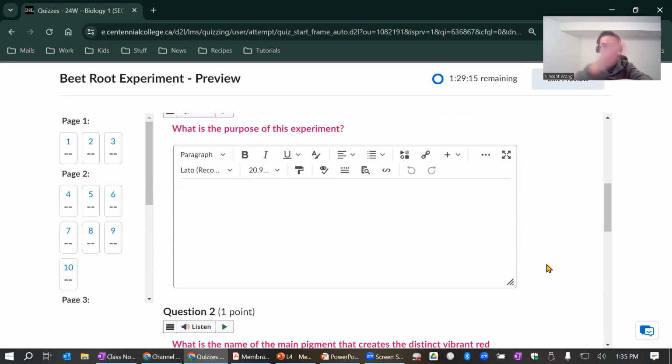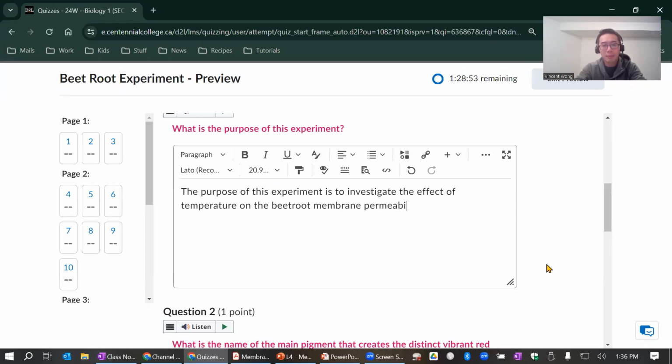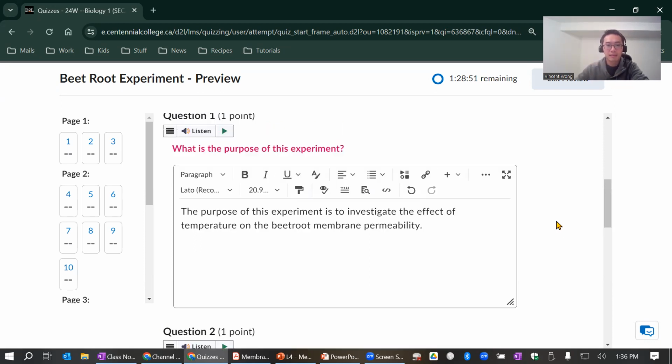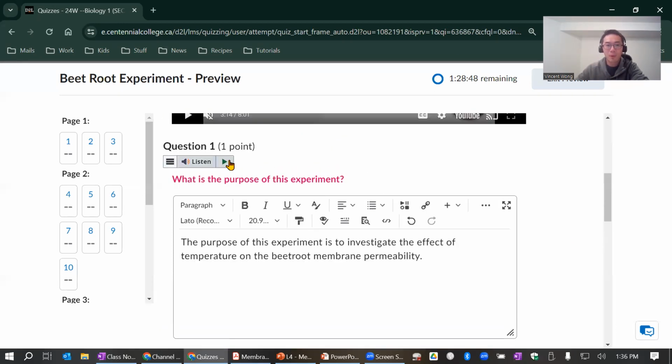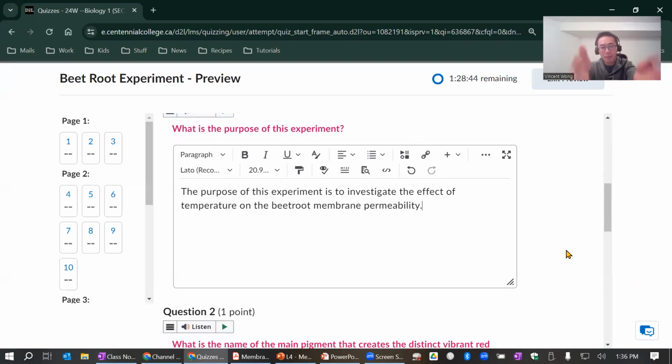Okay, so this is what you do. You type in the answer. The purpose of this experiment is to investigate the effect of temperature on the beetroot membrane permeability. That's it. That's 1 point. I give you permission to copy this. Take a picture. Just type me this exact answer. I'll give you 1 mark.